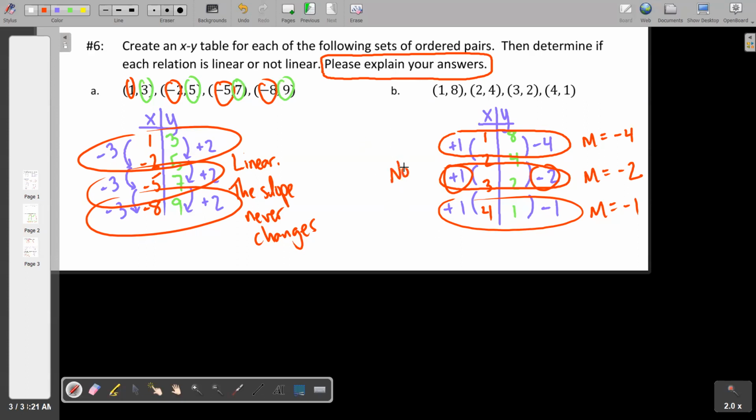And you could write that one word like we did yesterday. You could write non-linear as one word. I don't care. And my explanation this time is the slope changes. Slope cannot change on a straight line. What makes a line straight is the fact that it doesn't. Good.